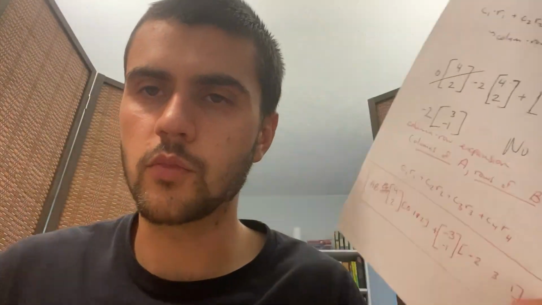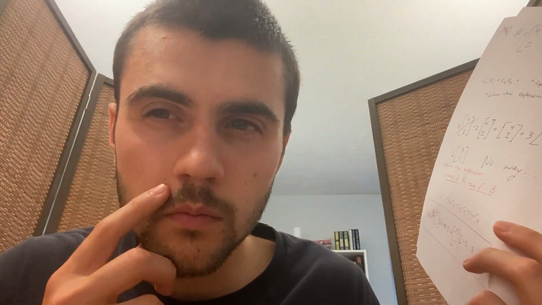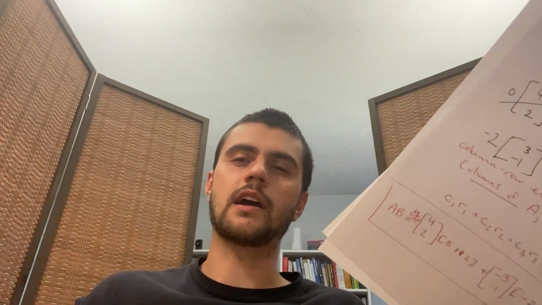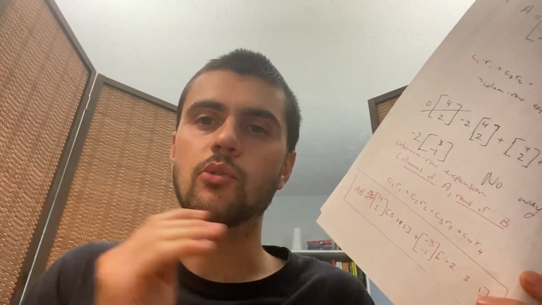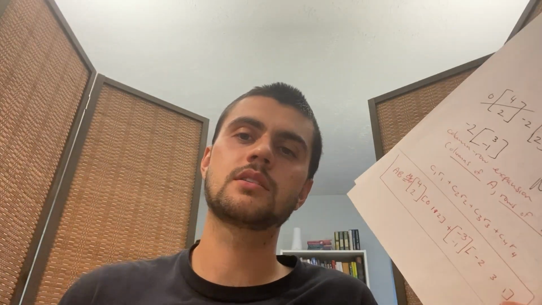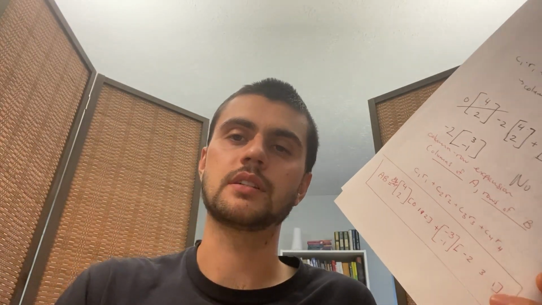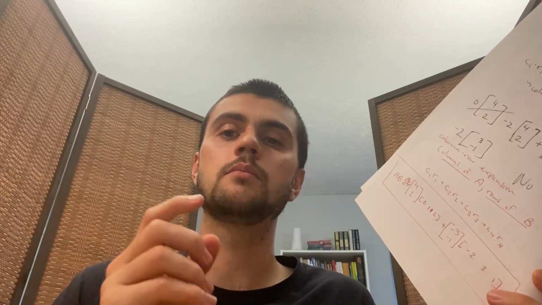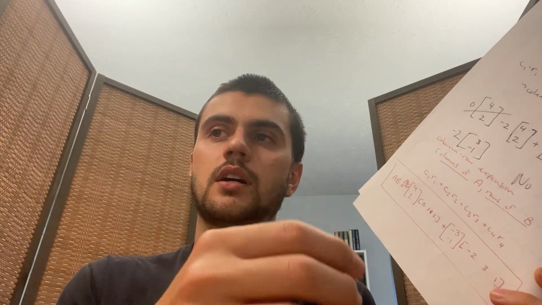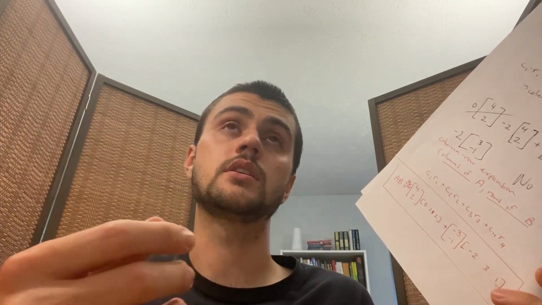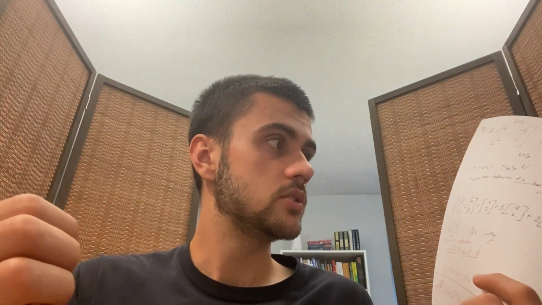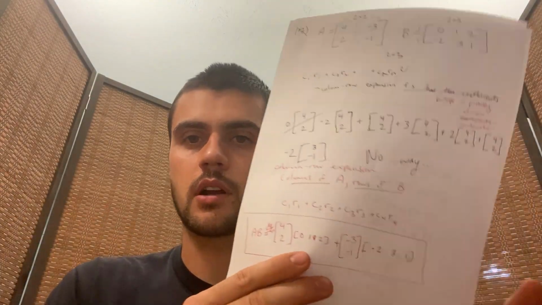This is column row expansion. How are we going to remember column row expansion? Well, it's pretty simple actually. Column row, column from the first matrix times the row of the second matrix. It's C1 times R1 plus C2 times R2 plus Cn or Cr times Rr or Rn. So I think I got this one correct, but I'm gonna leave it for tomorrow to double check.